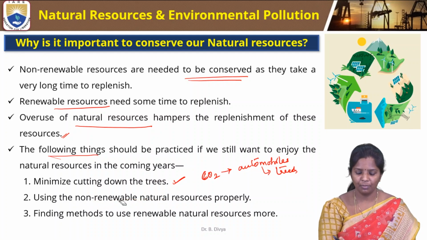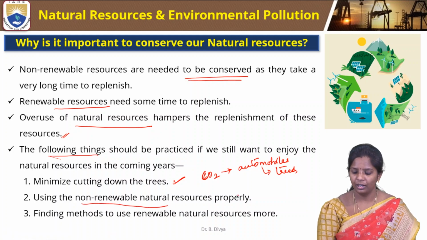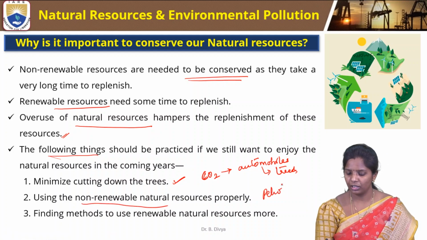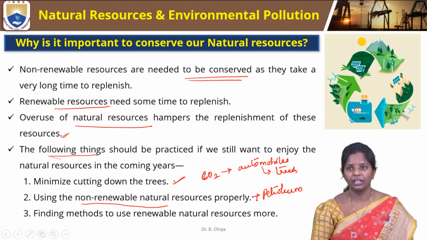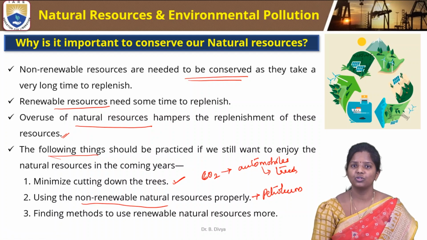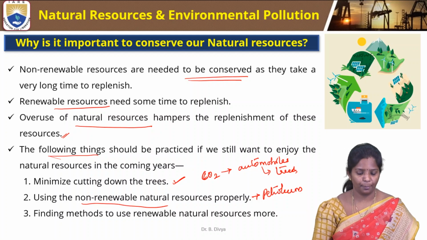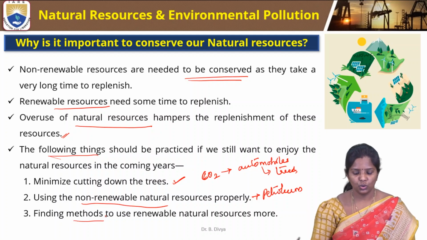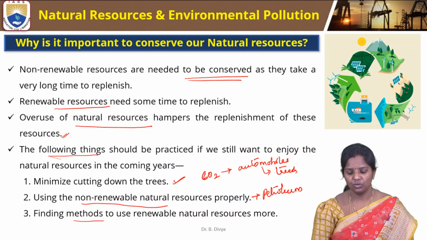So for example, non-renewable resources are like petroleum. Petroleum is a non-renewable resource. So if we want to use petroleum, for shorter distances we have to use a bicycle, so that the petrol use will be reduced. So that is how we properly have to manage and use the non-renewable resources, so that these will be used for the next generations.